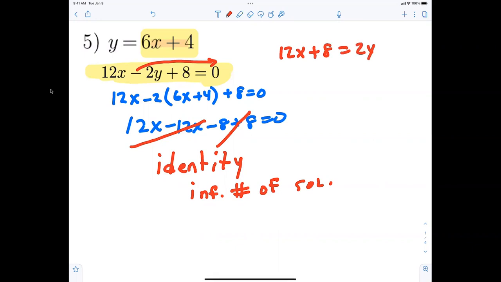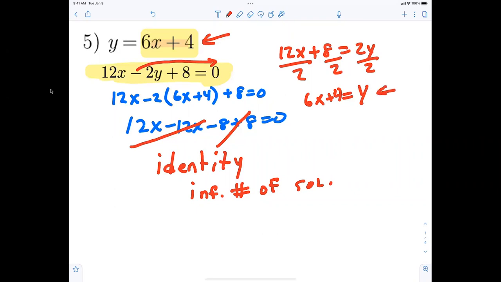Does everybody agree with that? Then what am I going to do? Divide by 2. And so y equals 6x plus 4. What do you notice? What's the first equation? Y equals 6x plus 4. What's the second y equation? y equals 6x plus 4. Right, so if I were to graph 6x plus 4, it looks something like this.